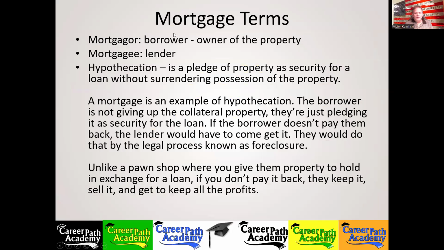So, the mortgagor is the borrower, owner of the property. The mortgagee is the lender. And hypothecation is the pledging of that property as security for that loan without surrendering possession of that property. You're only pledging it as the security. The lender would have to come and get it if you fail to pay back the loan. And that's what foreclosure is. Foreclosure is the legal process of that lien holder coming and getting the property through the court system. In New Jersey, we have a judicial foreclosure system. It has to go through the court system.